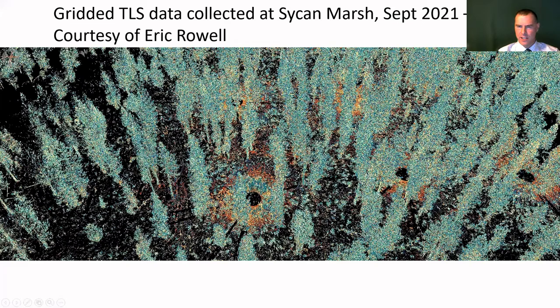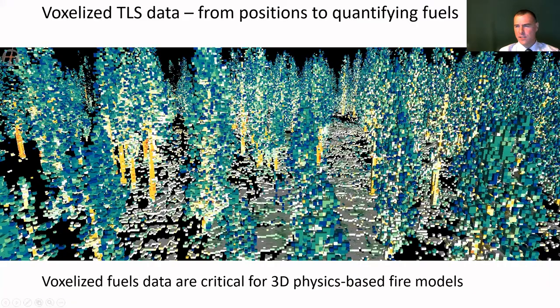So now just moving into a little bit of tour of some TLS related work. TLS also gives us entirely different ways of looking at fuels. Here you can see the exquisite detail of gridded TLS data collected at our SciCan site by Eric Rowell. The high point density of TLS data facilitates numerous ways of looking at fuels. Voxelization, shown here, can be a path to quantifying fuels in 3D and is an important step in connecting such data to advanced fire models.